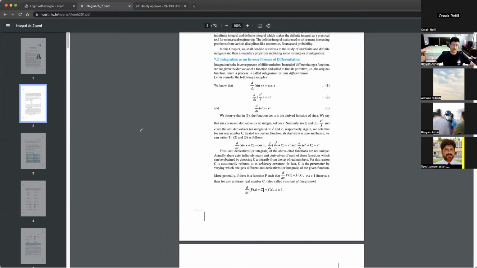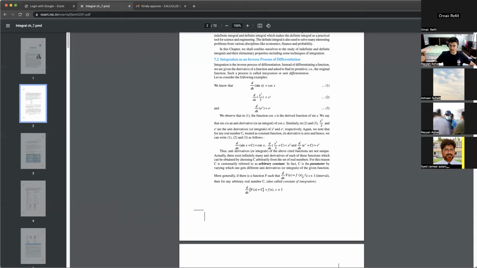C is essentially any constant, not a variable, a constant function that we add to a function, and when we derive it, it becomes 0. It's essentially just a constant, also called the constant of integration. Yeah. Thanks. So, we can see here in this example, let's say the derivative of f(x) is equal to x.